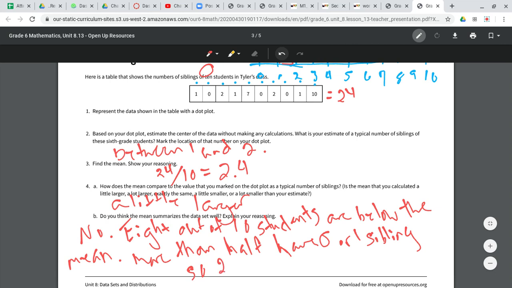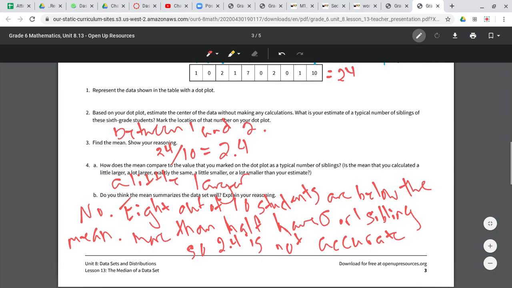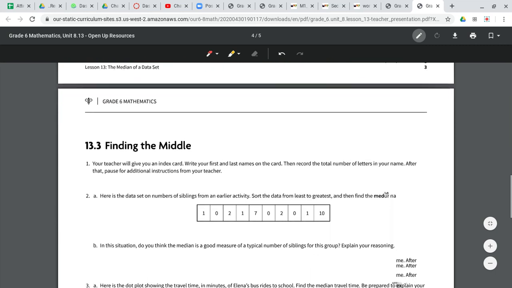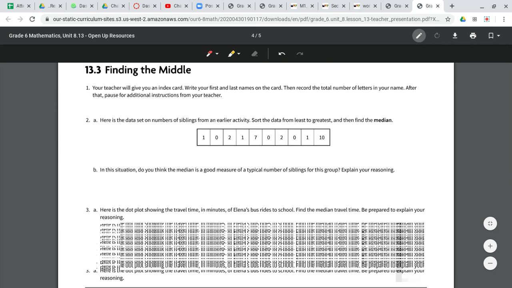So 2.4 is not accurate. It's a lot higher. If we think about the fact that most of them have either 0 or 1 sibling, 2.4 is significantly higher than 0 or 1. And that's where most of our data is at. So it's not a very accurate representation of this data set. So sometimes the mean isn't our best bet. So we're skipping number 1.